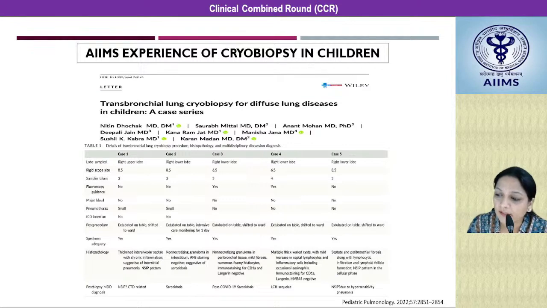So, this is again our experience of cryobiopsy in children with diffuse lung disease, and we found that the procedure is quite safe. We could obtain tissue in most of the patients and diagnosis could be established in most of them, and there were hardly any complications.